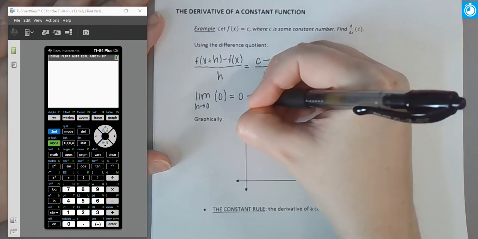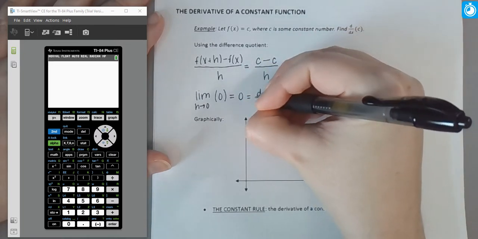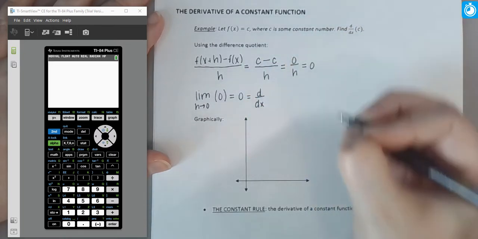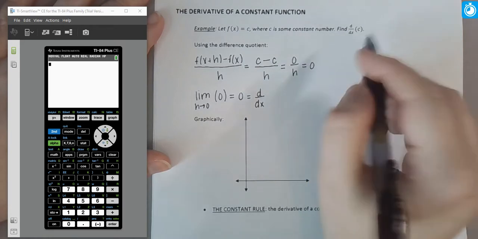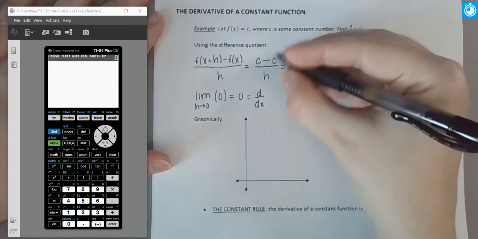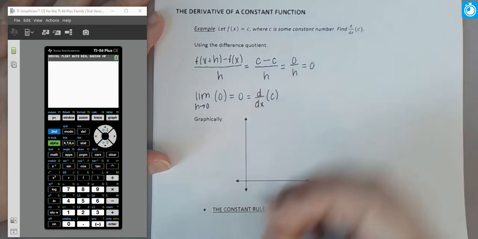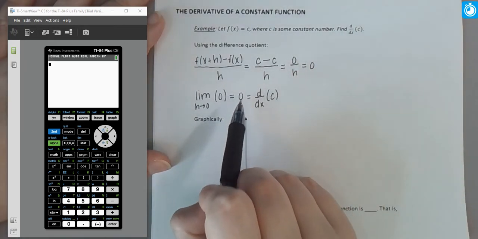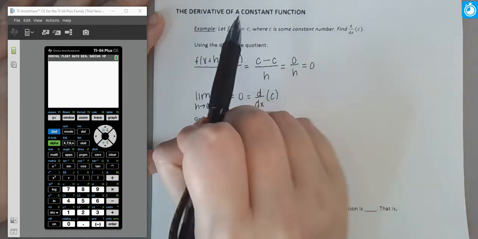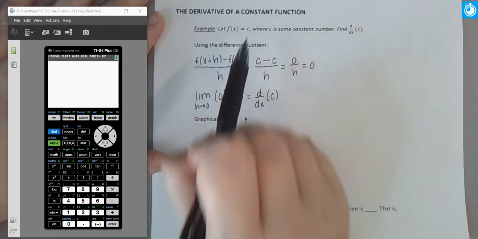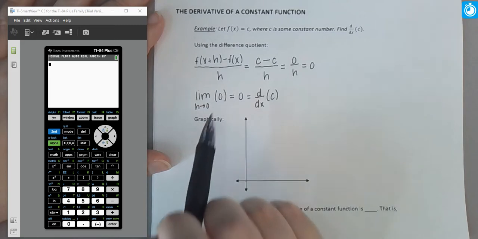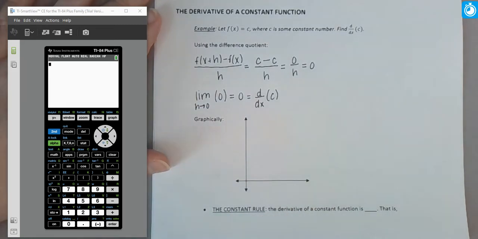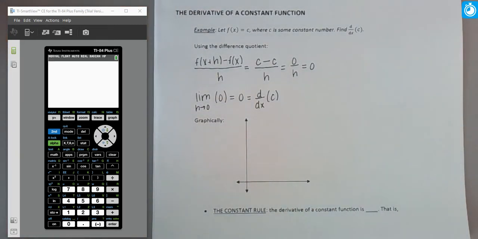So in this case, this is going to be the derivative with respect to x of our function f of x, which again was just a constant function where c is our constant. So the derivative is identically 0 anytime our function is a constant function. Now let's interpret this graphically, and we'll see that it does make sense. Intuitively, it does make sense.